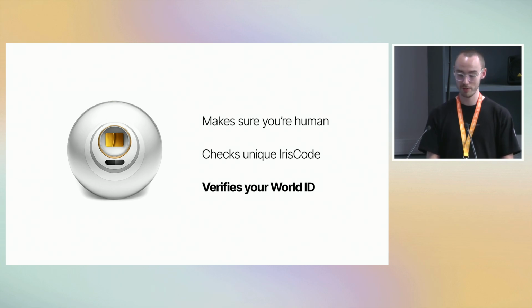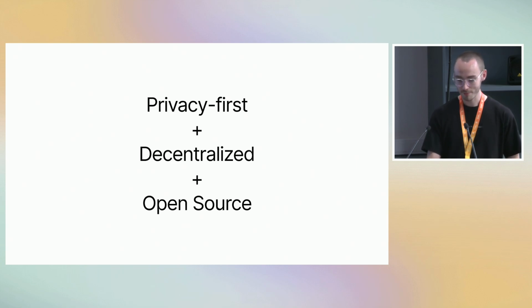And once we've verified that your iris code as generated by the orb is unique, then we verify your World ID. Your World ID is a self-custodial key pair stored on your mobile phone, and verifying your World ID means that the public key goes into a Merkle tree on chain, so that when you use your World ID to prove to some application that yes, you're a real human, only signing up or doing this specific action once, you're generating a zero-knowledge proof, proving that you control the private key to one of those public keys in that Merkle tree. We've designed World ID to be privacy first, decentralized, and open source, and the orb overall, right?